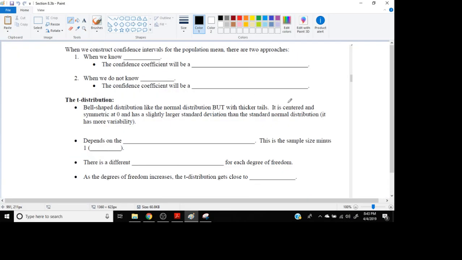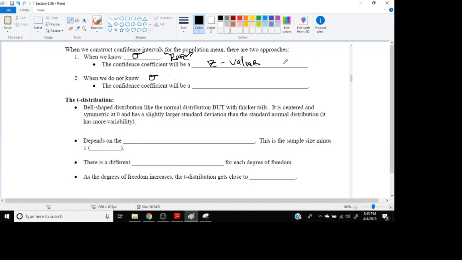When we construct a confidence interval for a population mean, there are two different approaches. It's going to depend on whether we know the actual population standard deviation, sigma, or if we do not know the population standard deviation, sigma. When we know the population standard deviation, which is very rare, the confidence coefficient will be a z statistic, or a z value.